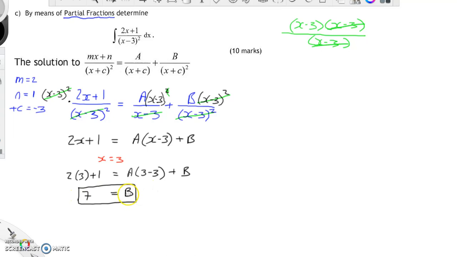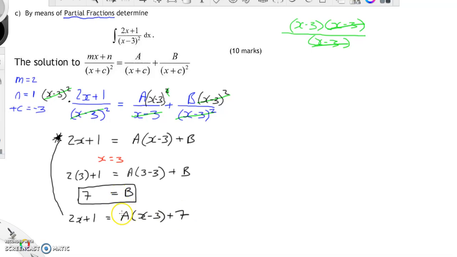Now, when B is 7, we can go back to this equation marked with a star, pretty poor star anyway, and we can set B to 7. Right, so we're going to use that equation again. So we have 2x plus 1 equals A times (x minus 3) plus 7.